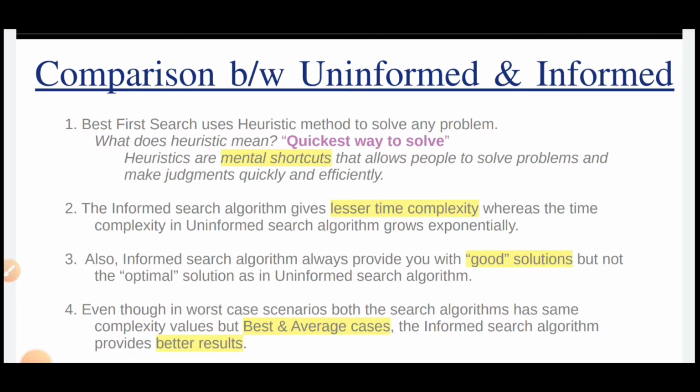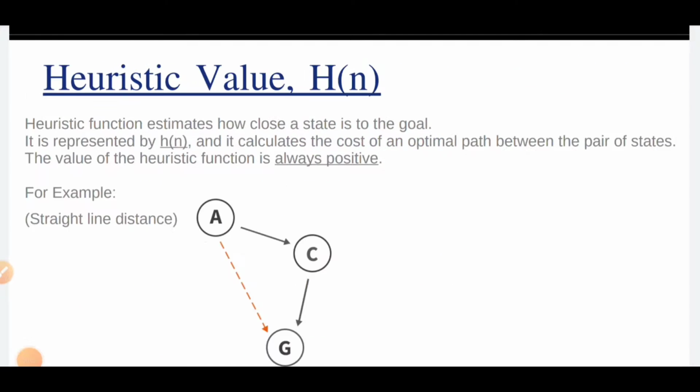Also, an informed search algorithm provides you with a good solution but not always the optimal solution, as an uninformed search algorithm does. This is a disadvantage of informed search: in most cases they will give you good solutions, but the solution they provide is not optimal for all cases. That's why, even though in worst case scenarios both search algorithms have the same complexity values, in best and average cases the informed search algorithm provides better results.